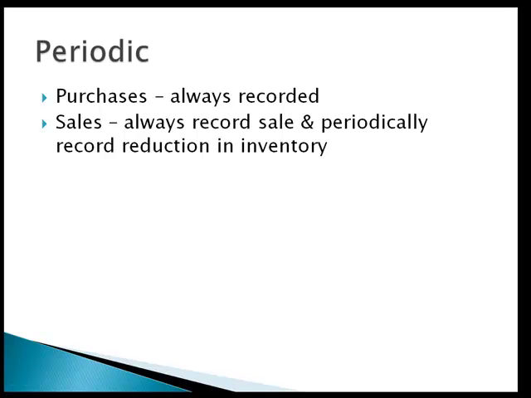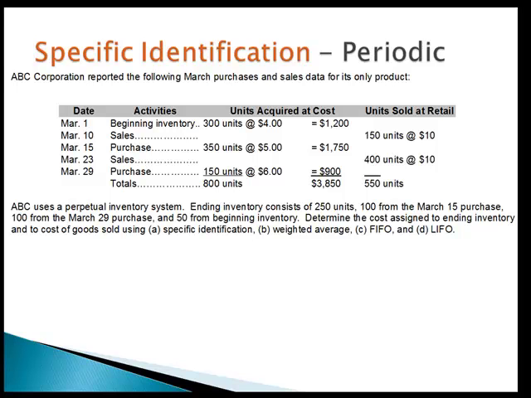So remember, just a refresher, that under the periodic method, purchases are always recorded, the sale is always recorded, but the reduction of inventory and recording of cost of goods sold, the expense, are only done periodically. So looking at the same problem under a periodic method, if we did specific identification, nothing changes. It's still the same: 100 units from the March 15th and 50 units from the March 1st. Nothing has changed here.